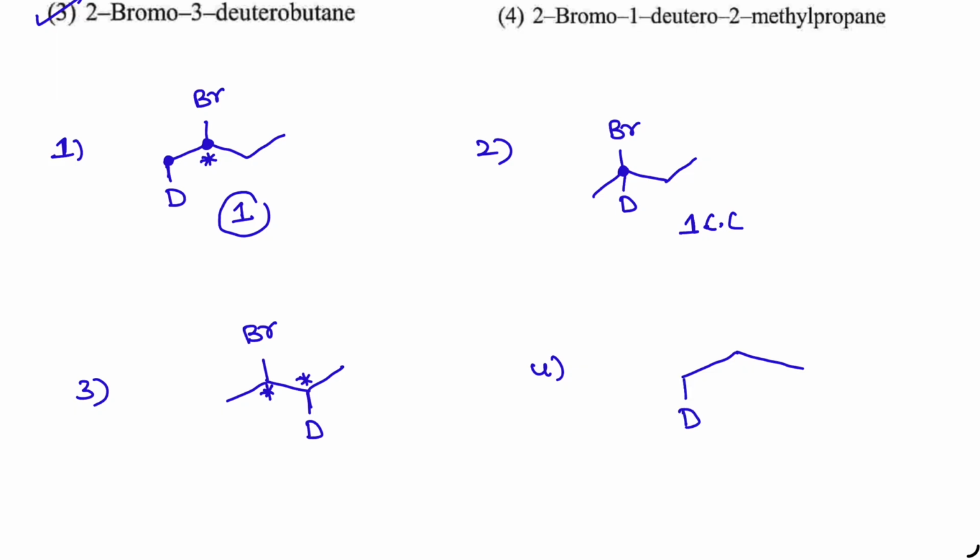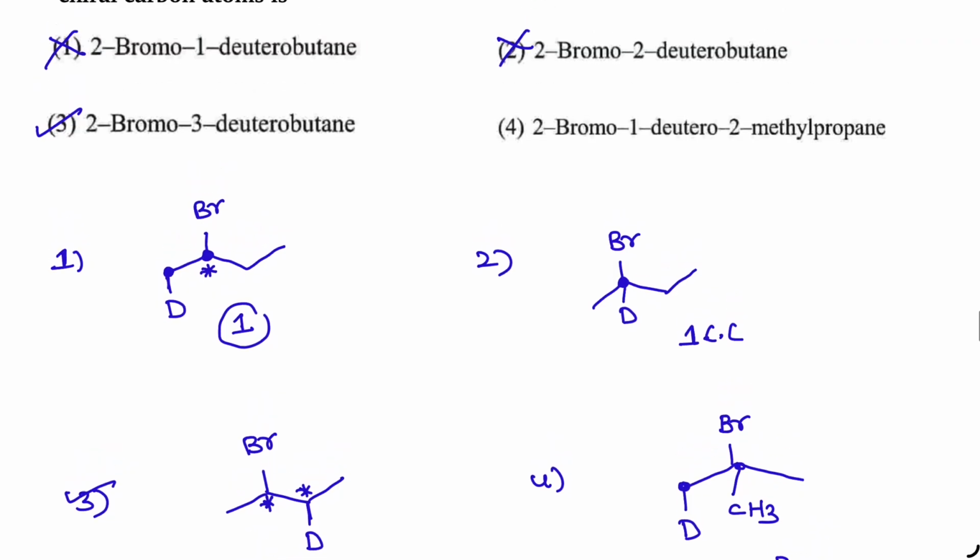First carbon deuterium, second carbon bromine, second carbon even methyl. Of course there is no chiral center at all, so here 0 chiral center, so it has 2 chiral centers, so answer must be 3.